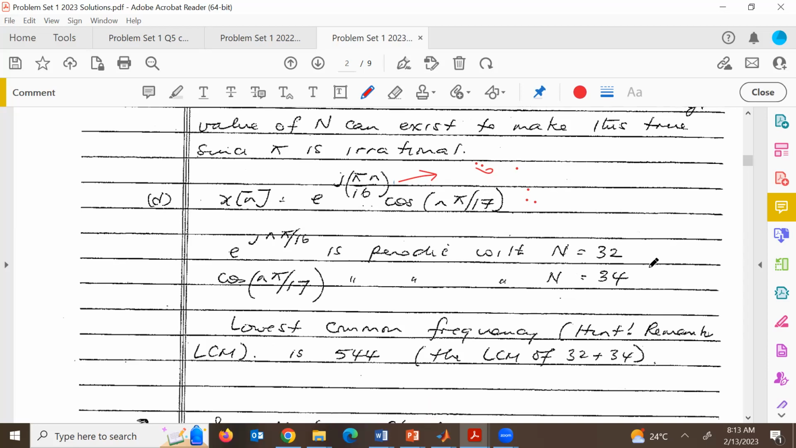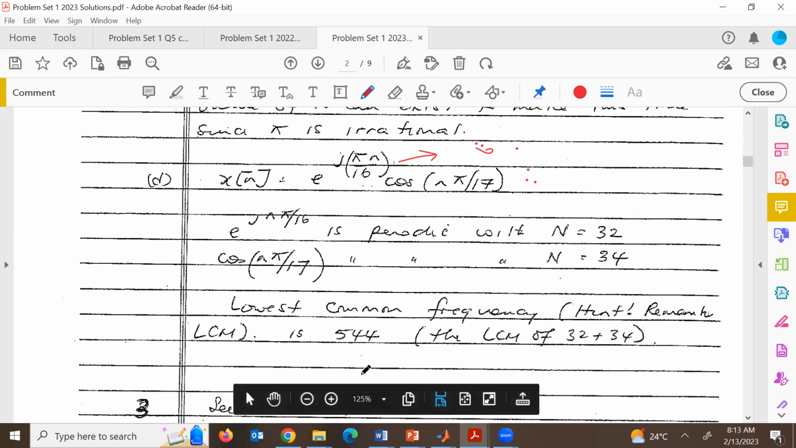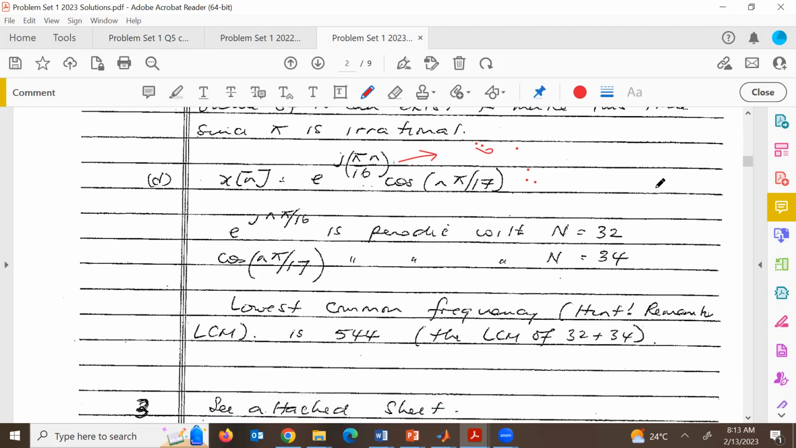So if I have the two of them together, again we're going back to the LCM. We need something that is common to both 32 and 34. So the lowest value of n that we're going to get is 544. After 544 samples, the sequence of values of xn is going to repeat itself. So that is periodic with a period of 544 samples.